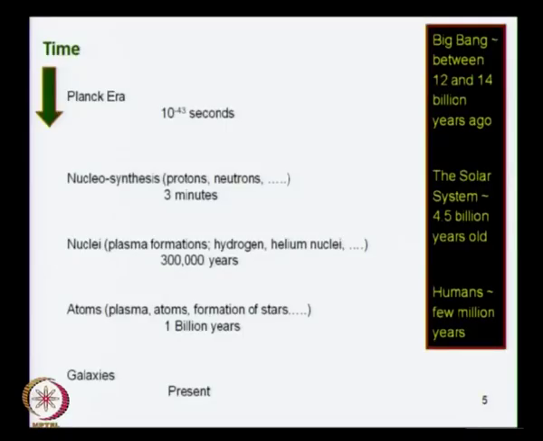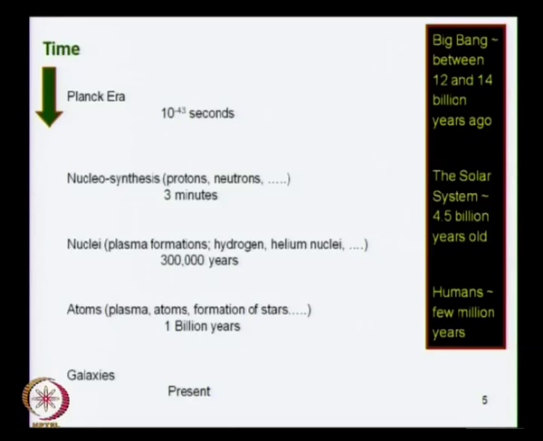And if you have time running from top to bottom, the first 10 to the minus 43 seconds is what is called the Planck era, and very little is known about this time. This is a very short interval of time. You break a second, divide it into 10 parts, and then into 100 parts, and then into 1000 parts, and you keep doing it till you have the smallest unit as 10 to the minus 43 seconds. It is an exceedingly short time interval, and nothing is known about what happened during this time, and this period is known as the Planck era.